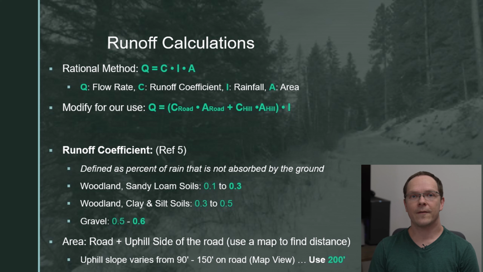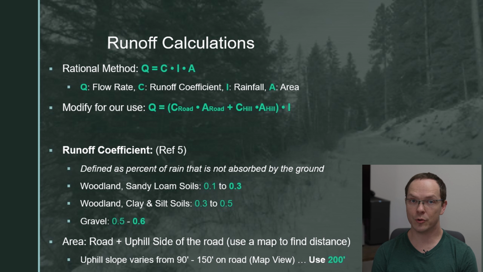Now that I have my rain data, we need to know how much actual water is falling on the ground on our driveway. We use the rational method, and essentially all that's doing is saying how much rain is falling, as in inches per hour, and how much area do you have, and then what percentage of it soaks into the ground, and what percentage of it just runs off. The formula I've got on the screen is pretty simple.